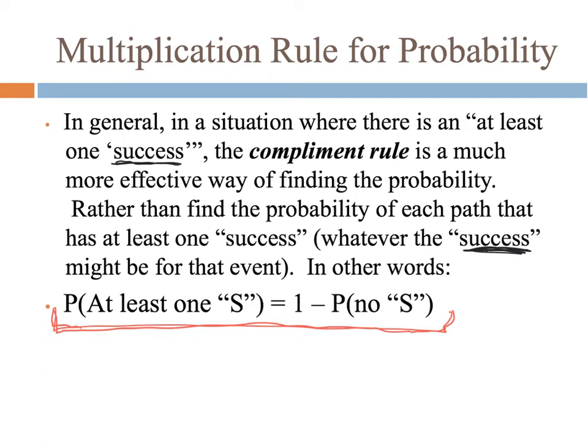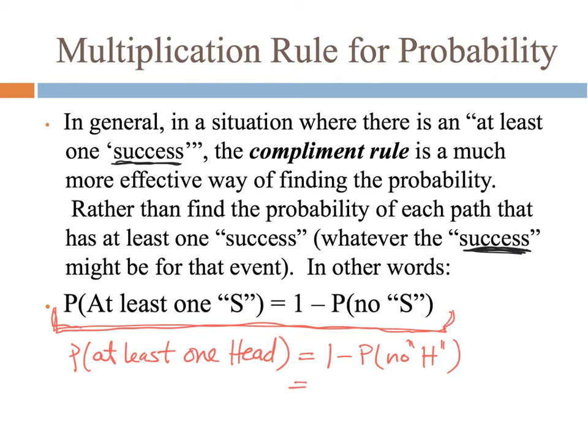For example, if we were to go back to the coin toss, I could ask, what's the probability that we get at least 1 head? So now we're calling a head a success. In that particular case, we're flipping it 3 times. There are 7 paths that have at least one head. And so the better way to do this would be to go 1 minus the probability of no heads.